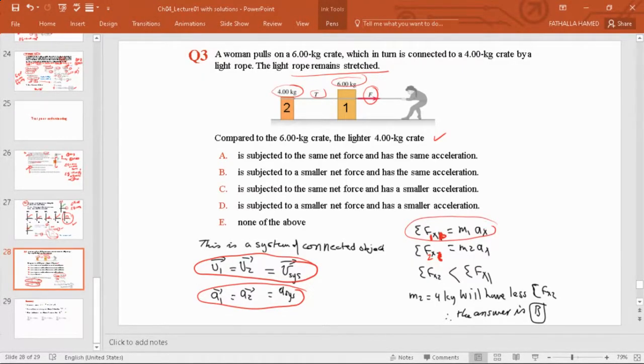So since the acceleration is the same in both cases, but M2 is less than M1, and I'm trying to compare the 4 to the 6, which means 2 to 1, then I would say that the net force on 2 is going to be less than the net force on 1. And that's why the option here is B, is subjected to a smaller net force and has the same direction. Is this clear?